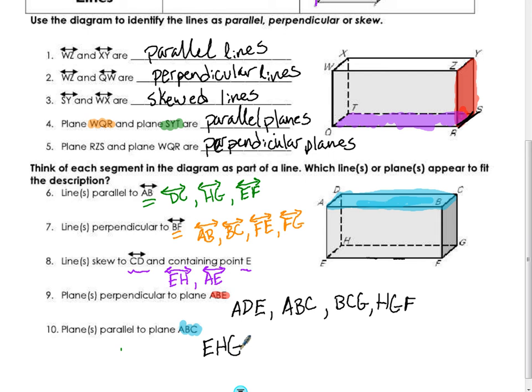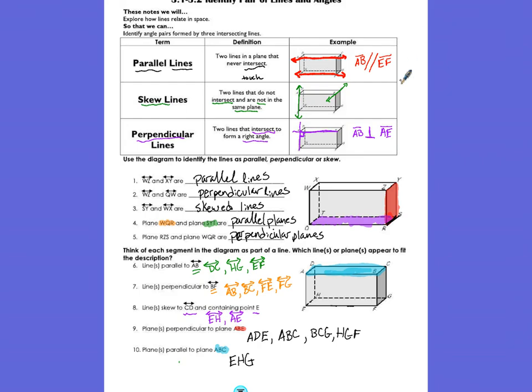Okay? So that's the first part of our notes 3.1, when we're talking about how lines interact with each other in space. Now we're going to look at a specific case when we're looking at two lines that are parallel and a third line that creates angle relationships.